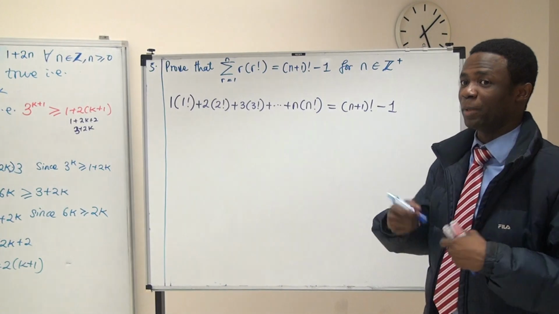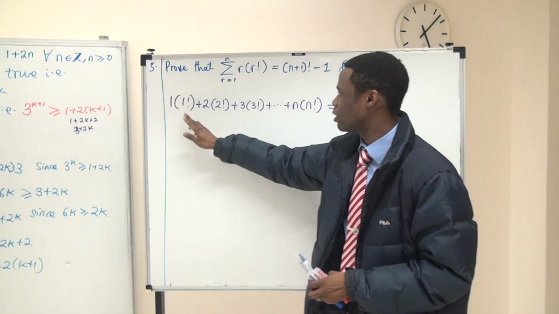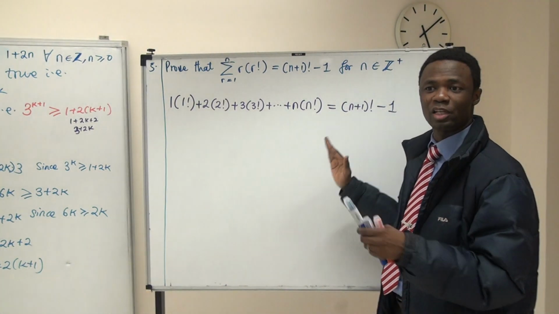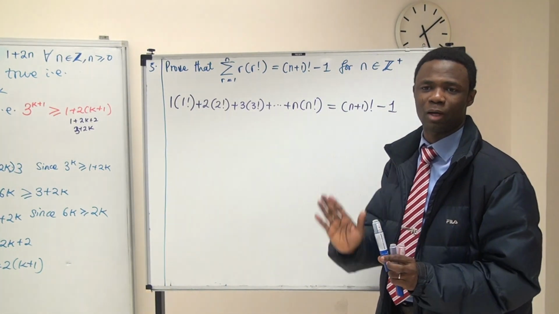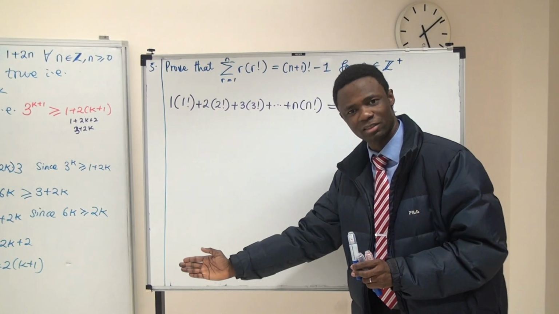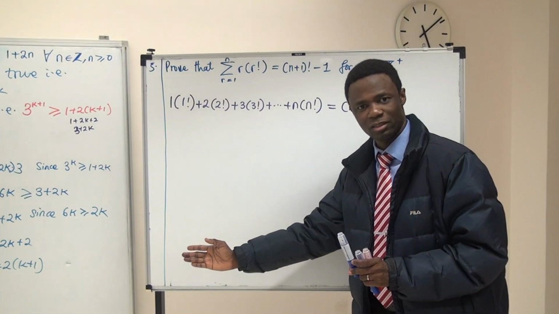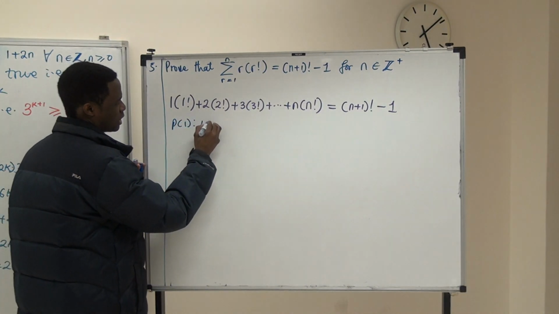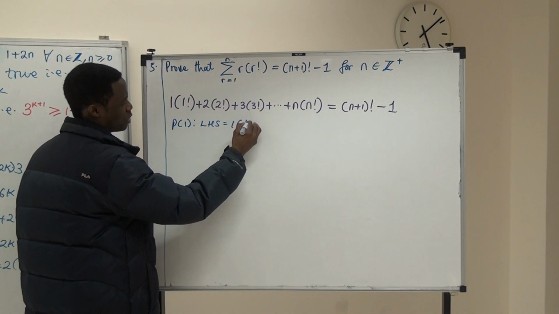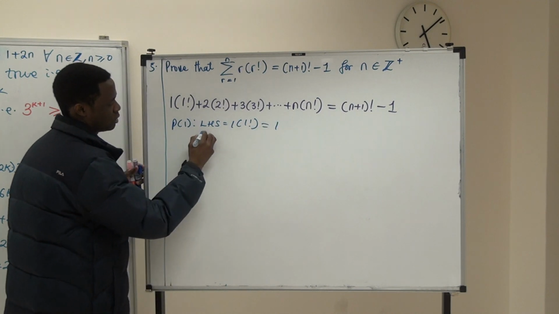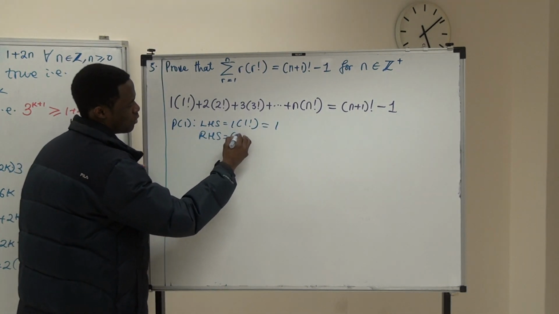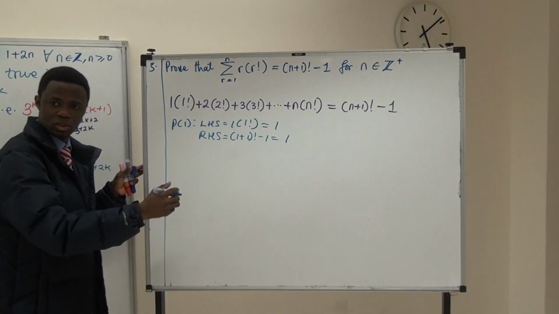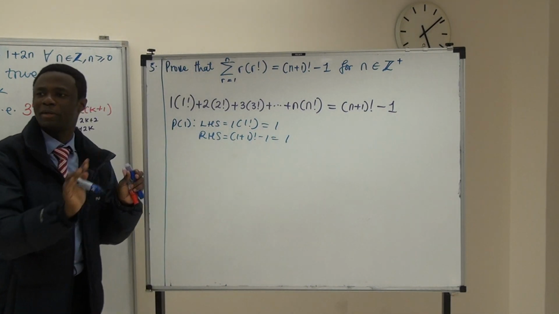So if I want to check P1, P1 means I consider the first term and I substitute 1 and I see if then left and right are equal. This time around I will consider left side and right side. Okay? For my P1, I will say left-hand side equals 1 times 1 factorial, which is 1. Right-hand side equals (1 plus 1) factorial minus 1, I will get 1 also. Then I will say because left is equal to right, P1 is true.